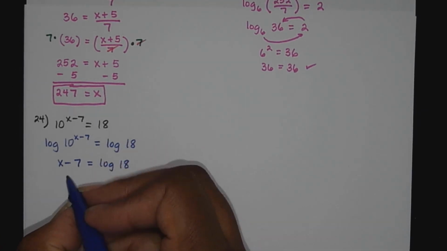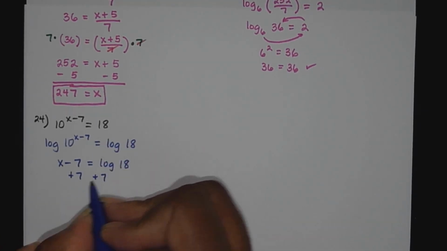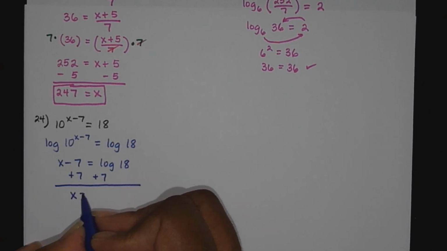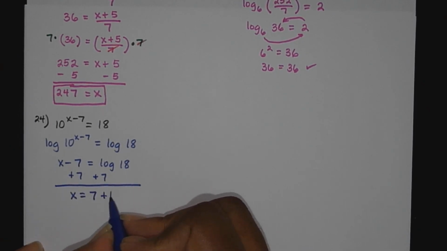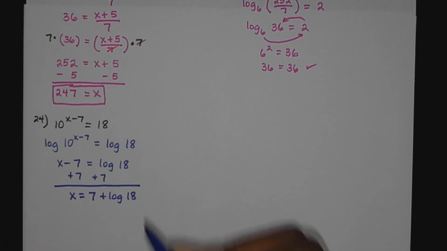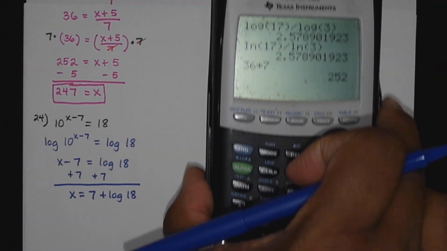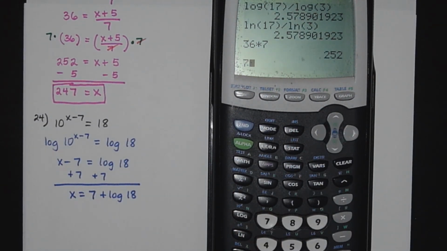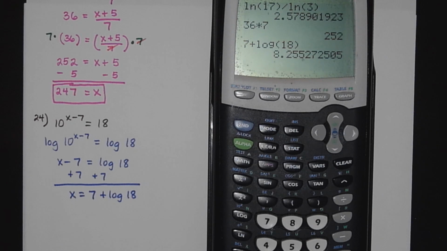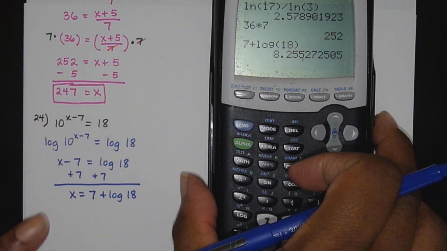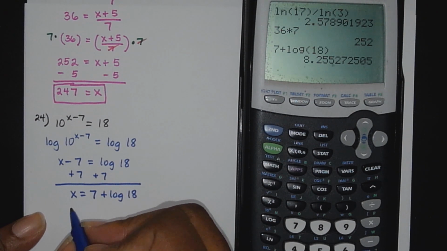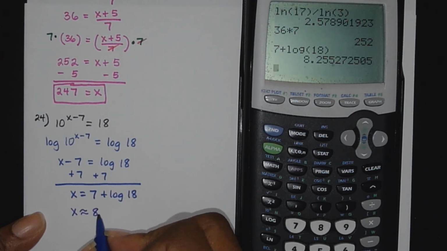Now to get x by itself, we're going to add 7 to both sides. So here I have x is equal to, notice I'm going to put the 7 in front of the log of 18. Okay? And we're going to come up with our answer for x to the nearest hundredth, or to 2 decimal places. So if I do 7 plus, and then press the log key, and then 18, close parentheses, you're going to get this number. And what would that be to 2 decimal places? 8.26.